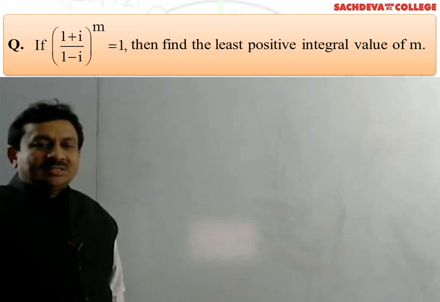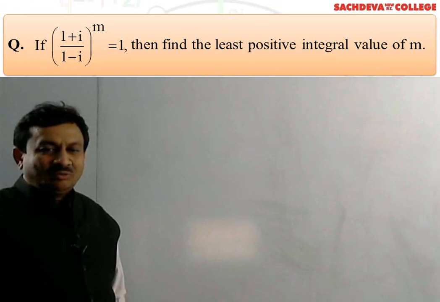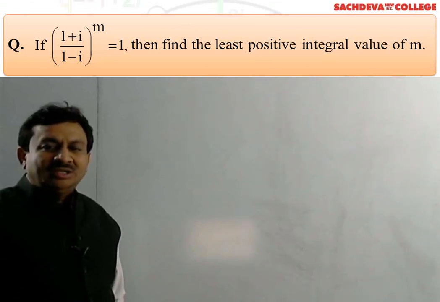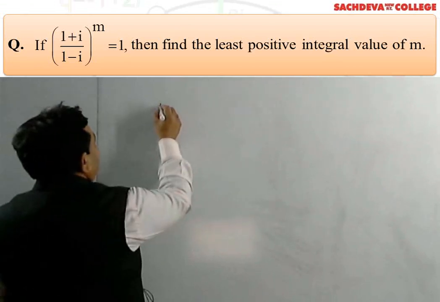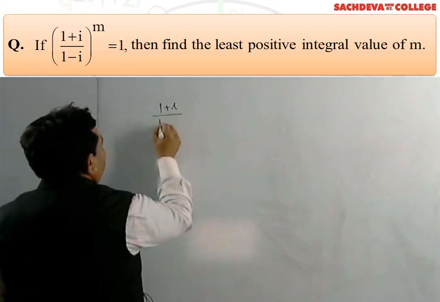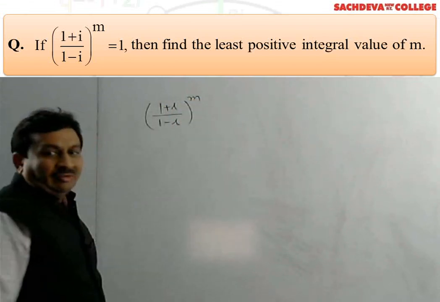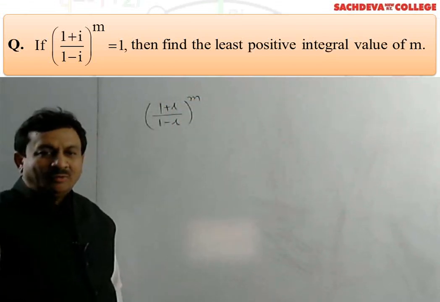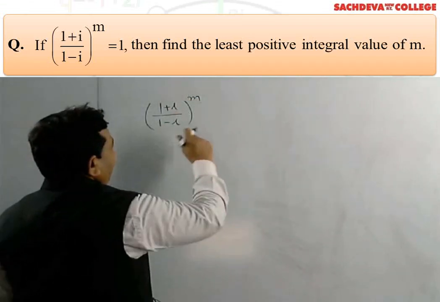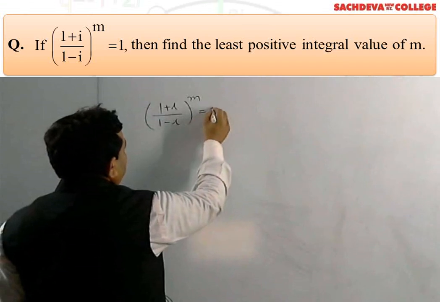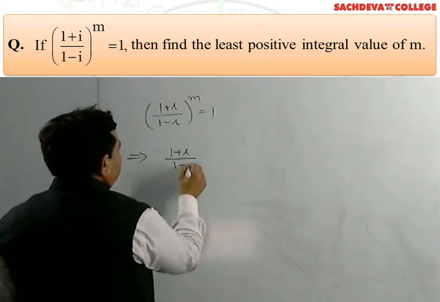Now we discuss the next problem. If ((1 + i)/(1 - i))^m = 1, then find the least positive integral value of m. So given ((1 + i)/(1 - i))^m, we want to find the value of m for which it equals 1.